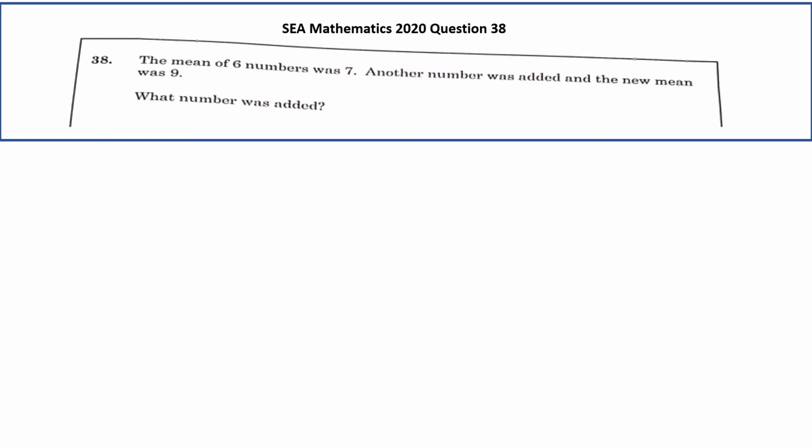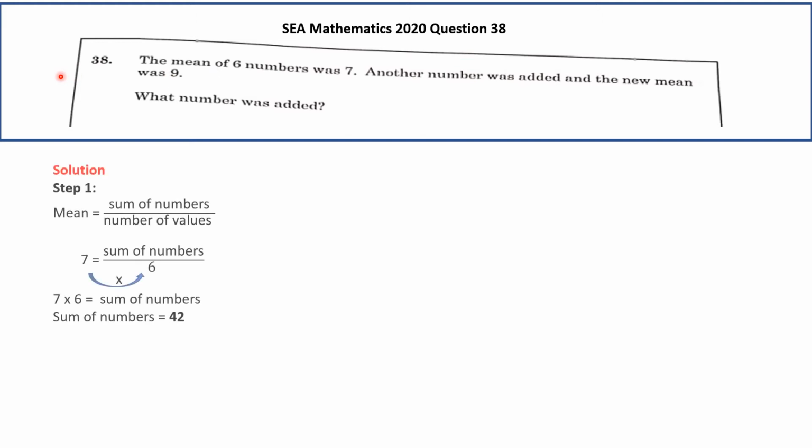What number was added? So just as I said in the previous slide, once they have given you the mean, we already know what formula we're going to use. So step 1, we can write the formula here. And this one I just added the extra step of showing you how we are going to end up with mean multiplied by number of values.